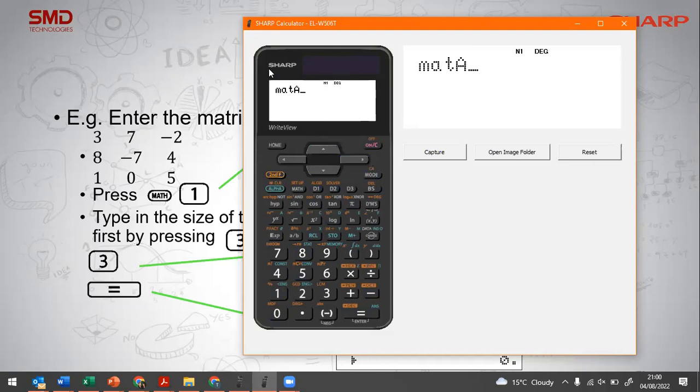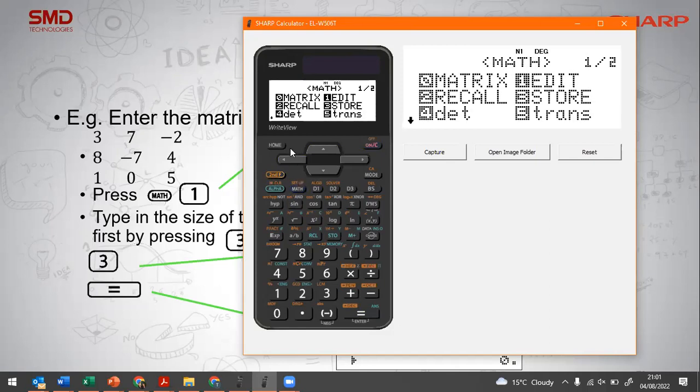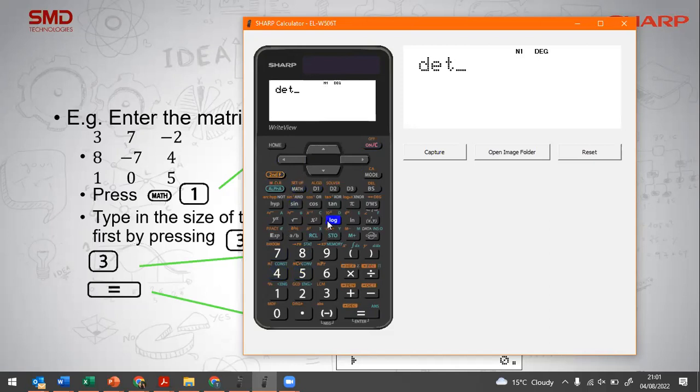So if, for example, I wanted the inverse of matrix A, I would press second function, and here above x squared, you can see is the inverse, and equals, and voila. It's as easy as that. It's really simple. If you want the determinant, you would press math, 4 for determinant, and then press matrix A and equals, and it will give you your determinant as well.